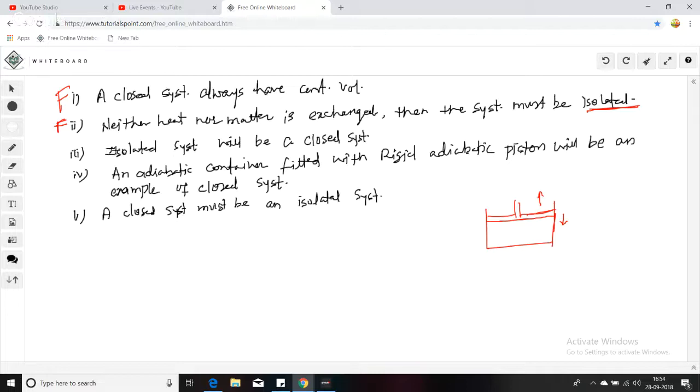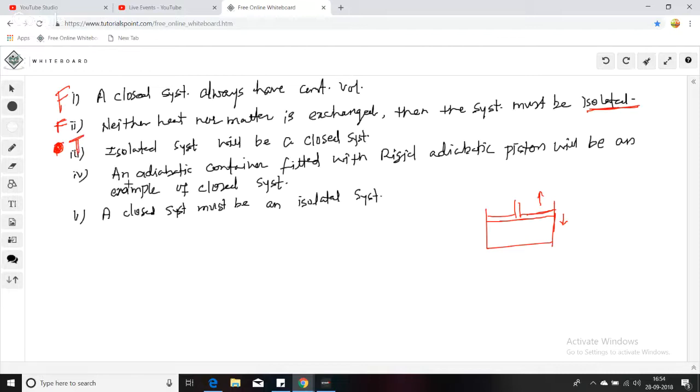Isolated system will be a closed system. This one is true. If a system is isolated, it must be closed. So it is correct. The third one is true.